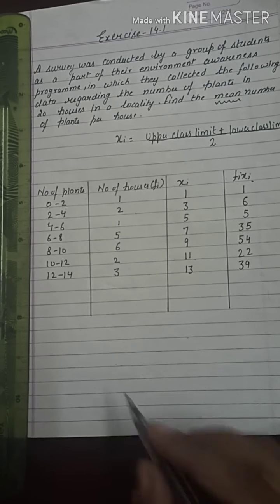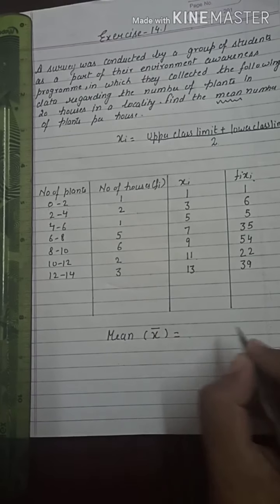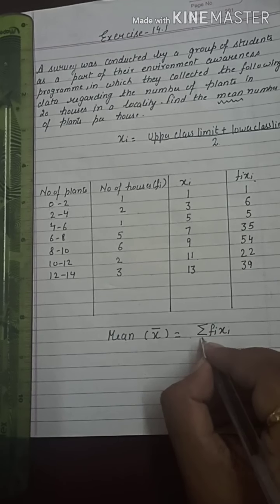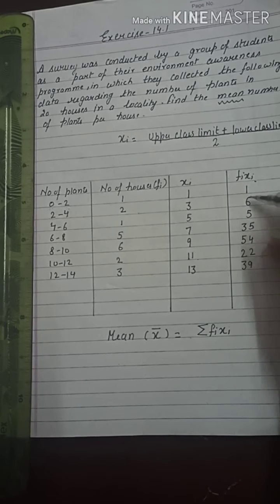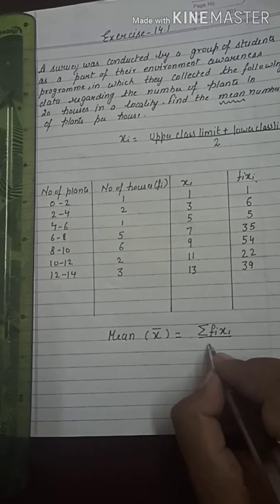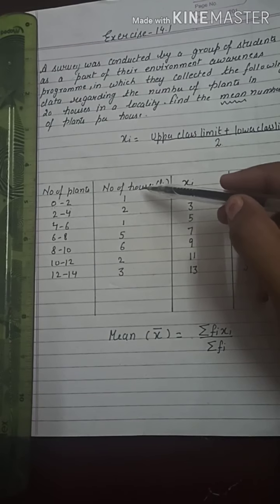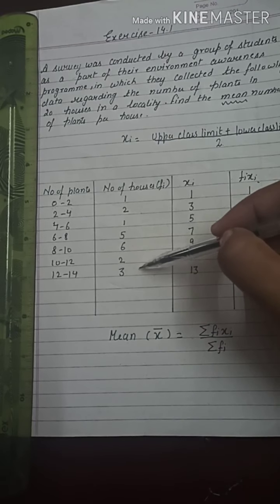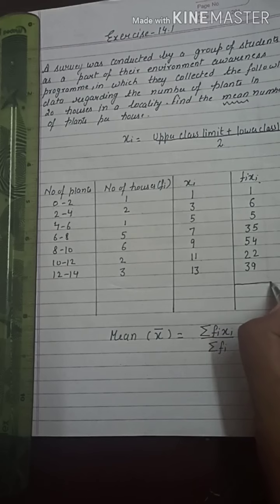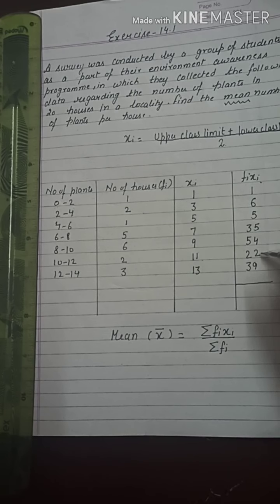With the direct method I can calculate the mean, which is denoted by X bar, equal to summation of Fi Xi upon summation of Fi. This is the summation sign. Summation Fi Xi means the sum of all the values under the Fi Xi column, and summation Fi means I will take the sum of all the values under the column Fi. So I will add all these values: 7, 5, 12, 17, 21, 23, 32.